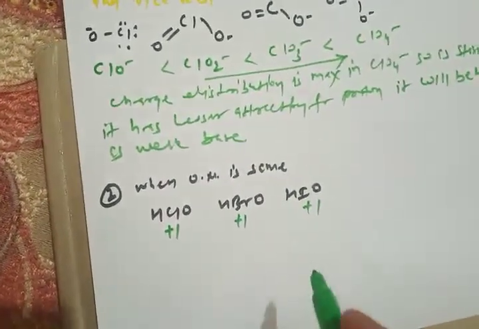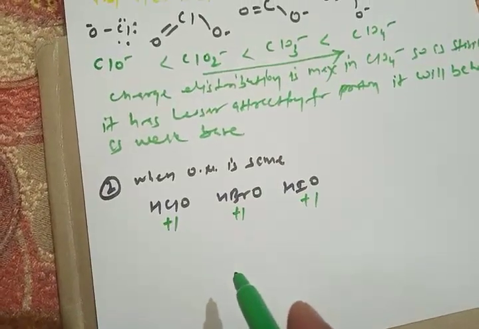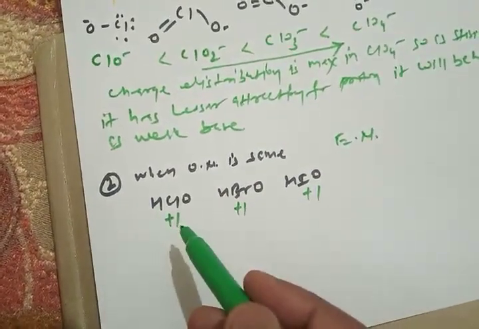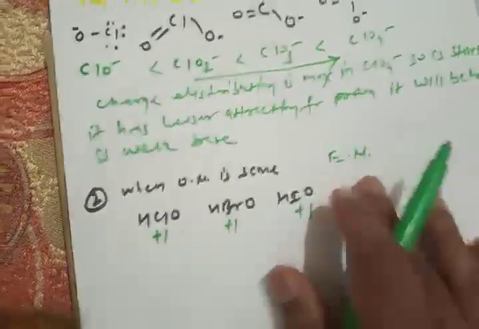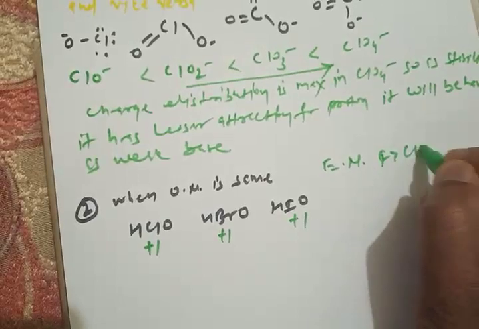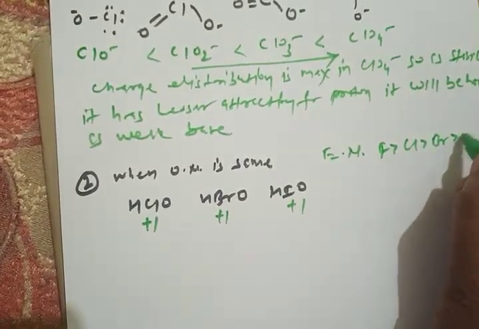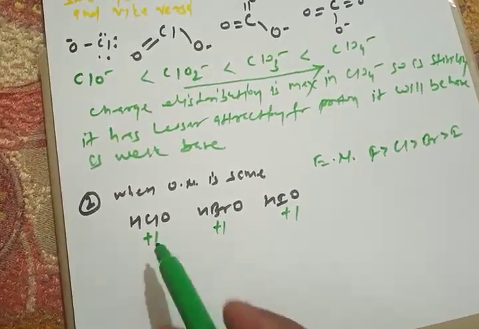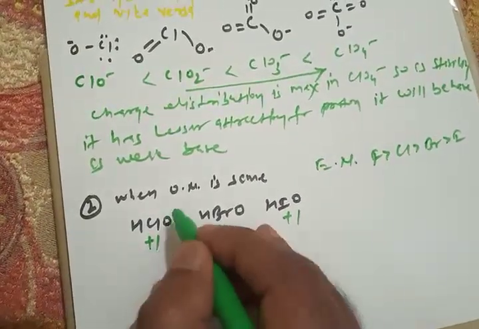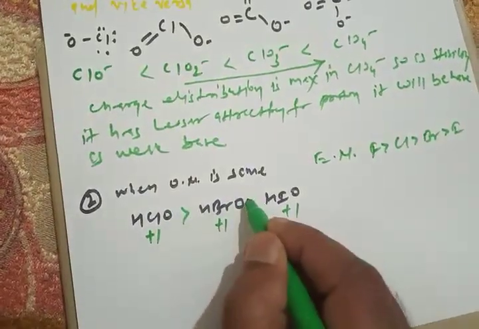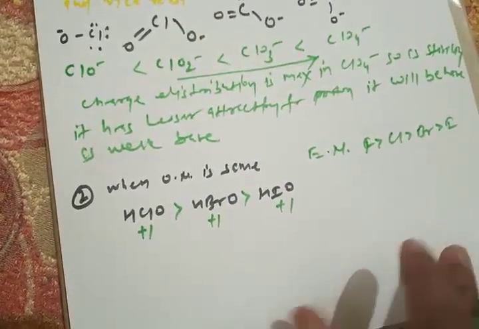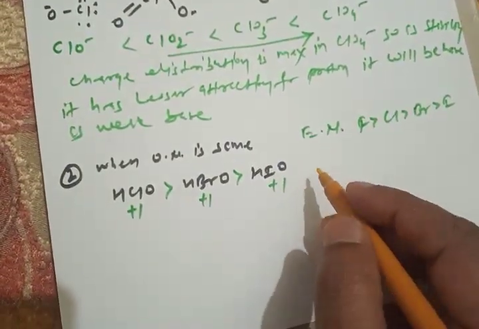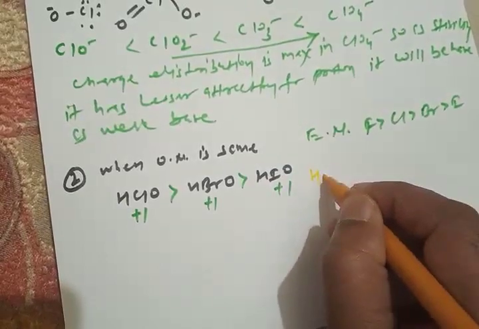In this case, we will check the electronegativity behavior. Electronegativity is maximum for chlorine. Of course, we already know the electronegativity order: fluorine, chlorine, bromine, and iodine. So among these three, the highest electronegativity is of chlorine. So based on electronegativity, the most acidic is HClO. Why is it happening? See, we will take two cases. First is HOCl.